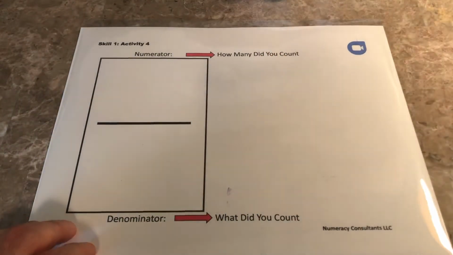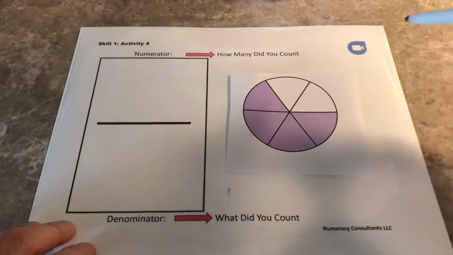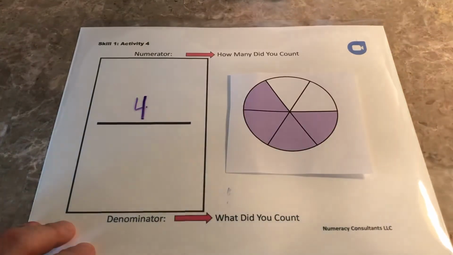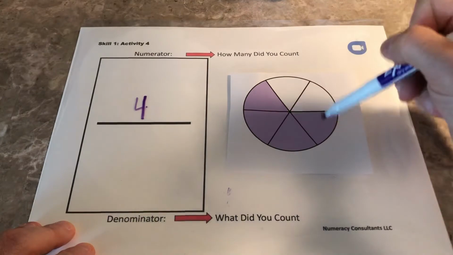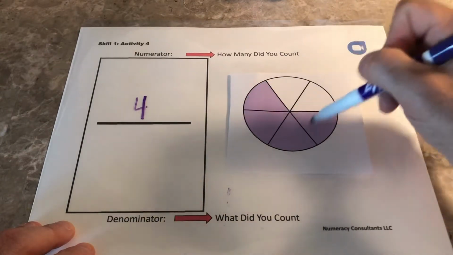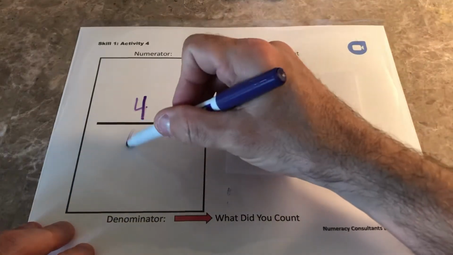Let's take a look again at this one, all right? And let's stick to the fundamentals again. 1, 2, 3, 4. We have 4. Now we have to figure out what are they, right? Well, we have 1, 2, 3, 4, 5, 6. So there's 6 pieces. They all work together, shaded, not shaded, to help tell us what we actually counted. So it would be 4/6.